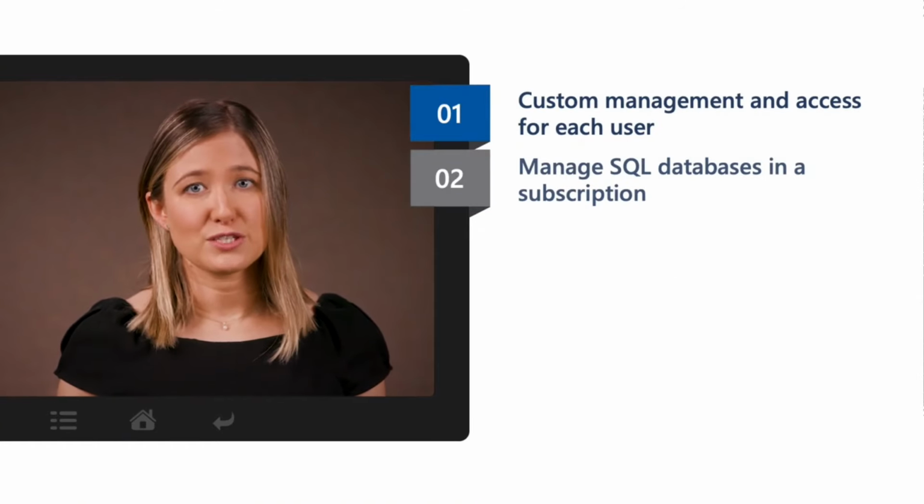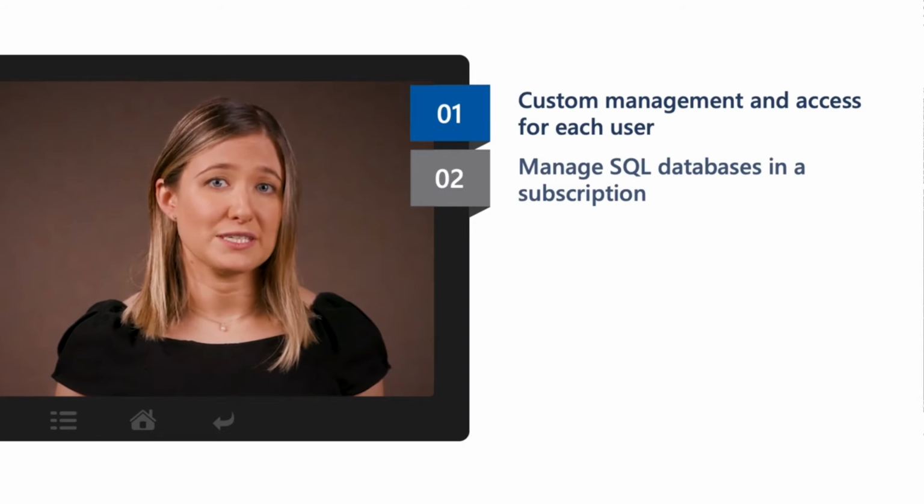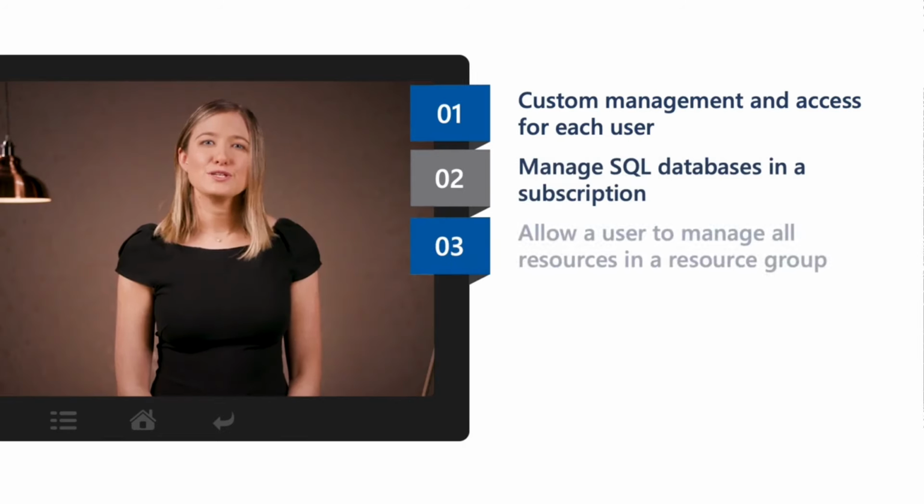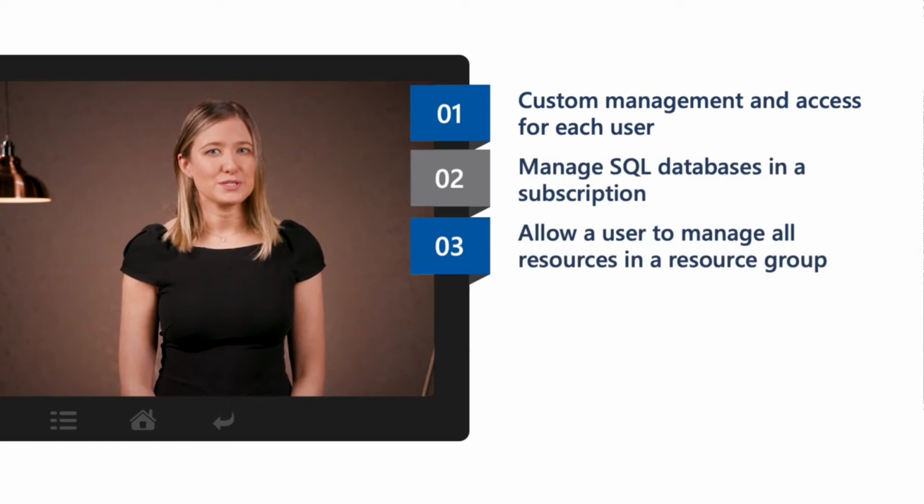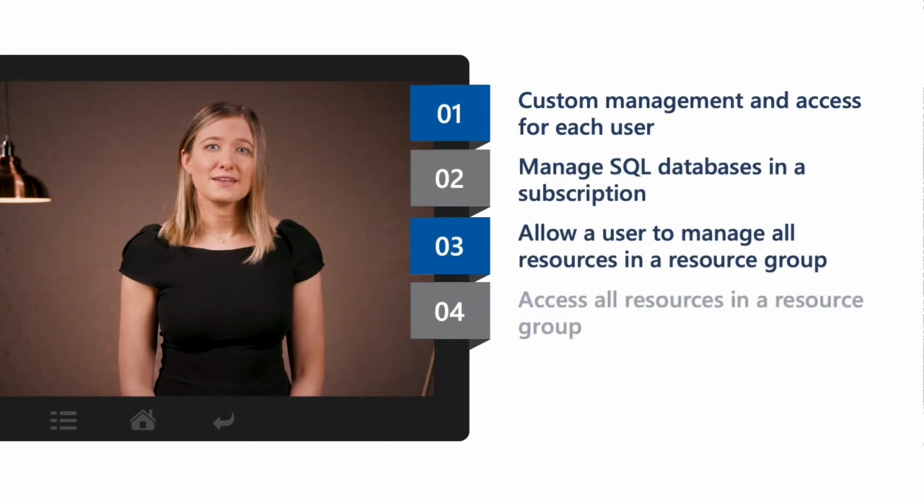Allow a database administrator group to manage SQL databases in a subscription. Allow a user to manage all resources in a resource group, such as virtual machines, websites, and subnets. And allow an application to access all resources in a resource group. You control access to resources using Azure RBAC to create role assignments. A role assignment consists of 3 elements: a security principal, a role definition, and a scope. Let's look at these in a little more detail now.